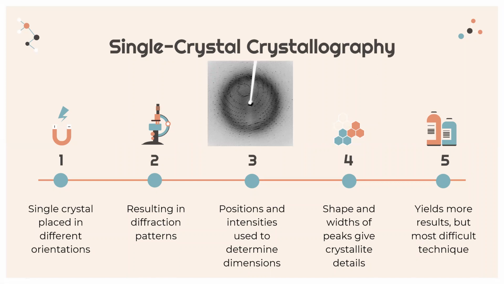The positions of the spots give information about crystal lattice symmetry and dimensions, while their intensities can be used to determine atomic positions within each unit cell. A unit cell is the smallest group of atoms that are repeated to create the crystal lattice. The shape and widths of each individual peak can be analyzed to determine details of the crystallite sizes, as well as microscopic strains and defects. This technique generally yields more information than the other techniques. However, it is also the most difficult.